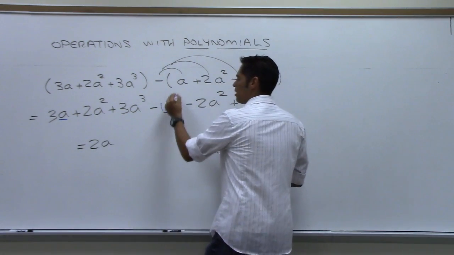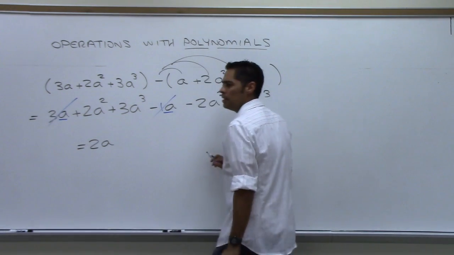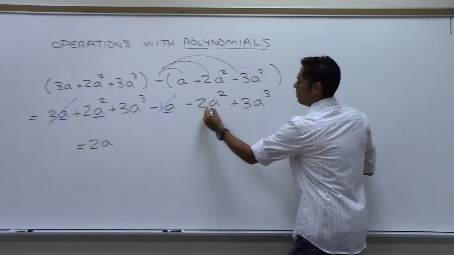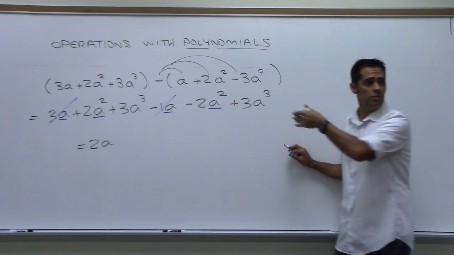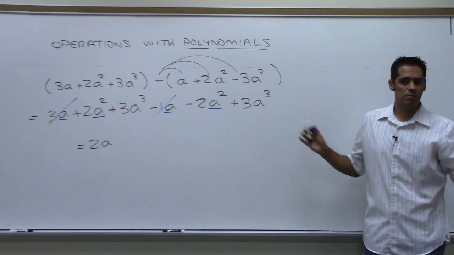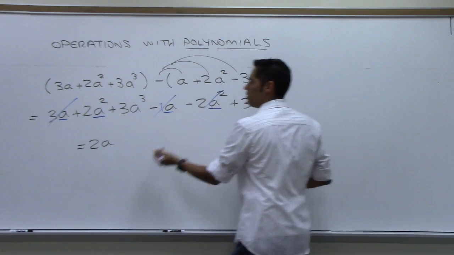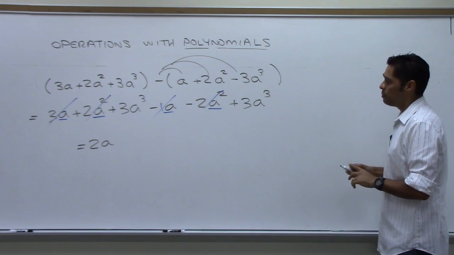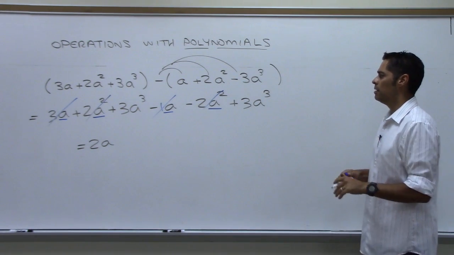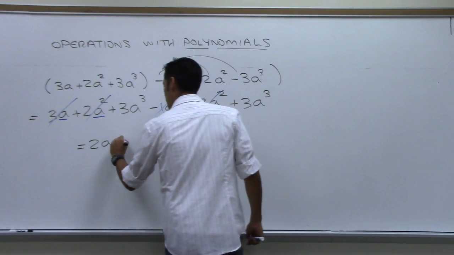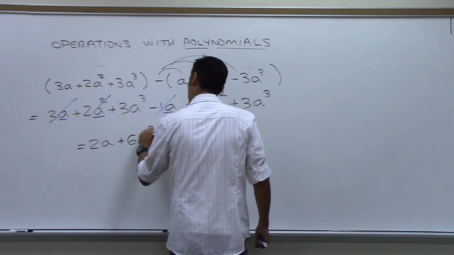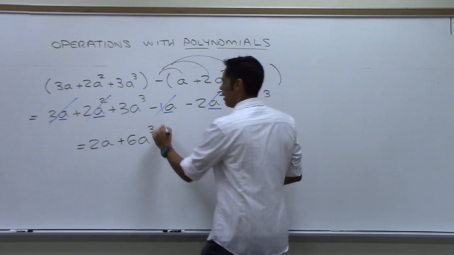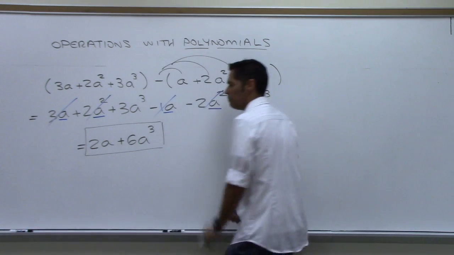Now, I like to just kind of mark these out. Let's go after the A squareds. 2 of them, take away 2 of them, they're gone. So 0, I don't need to write that. These are completely dead. And 3a cubed plus 3a cubed is 6a cubed. And at this point, you're done, okay? You have combined these together, box it up, move on.